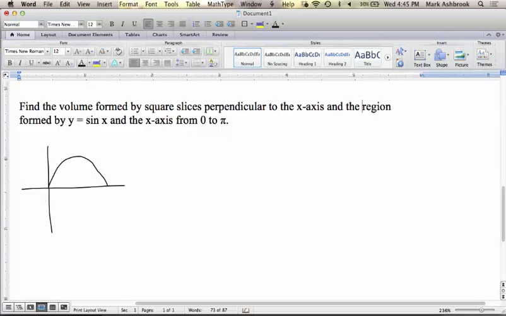Okay, so here's our region. There's two ways to form square slices. So we could do horizontal square slices, or we could do vertical. So now I'm saying perpendicular to the x-axis. Perpendicular to the x-axis. So that would be vertical, right?